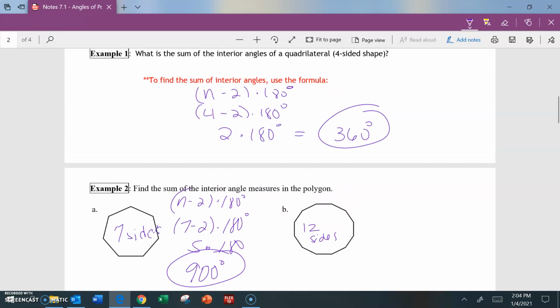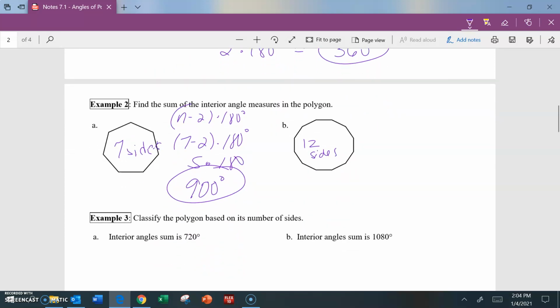And then for the 12-sided figure, we have 12 minus 2, if we use our formula. And you can probably do this 10 times 180 in your head, is 1,800 degrees. So really it is that simple as far as just kind of reviewing what are the measures of the interior angles of a polygon.